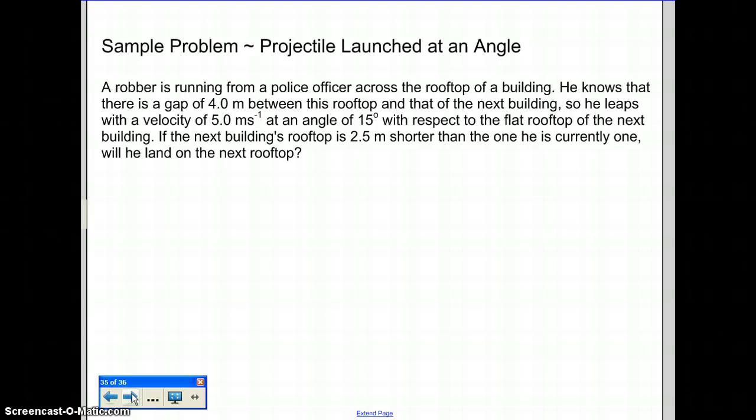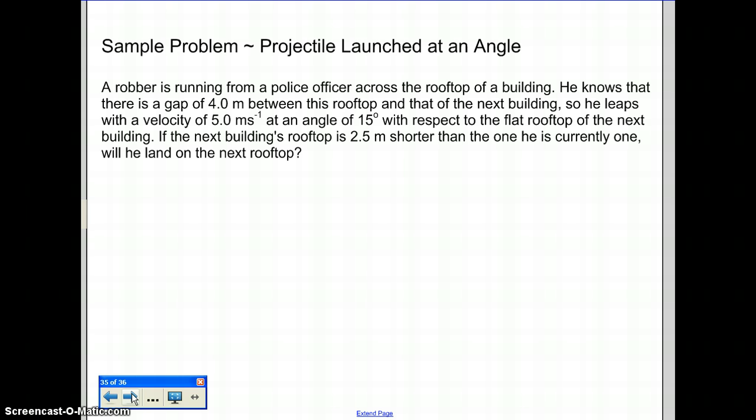Reading through it says a robber is running from a police officer across the rooftop of a building. He knows that there's a 4.0 meter gap between this rooftop and that of the next building, so he leaps with a velocity of 5.0 meters per second at an angle of 15 degrees with respect to the flat rooftop on the next building. But if the next building's rooftop is 2.5 meters shorter than the one he's currently on, will he land on the next rooftop or splat?